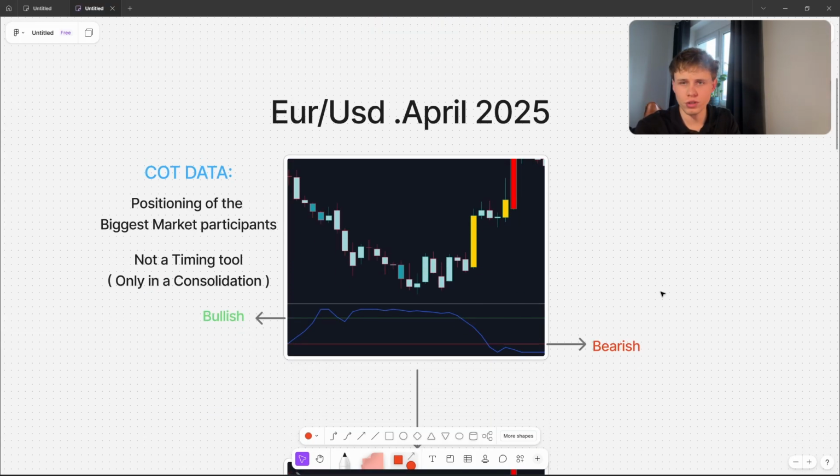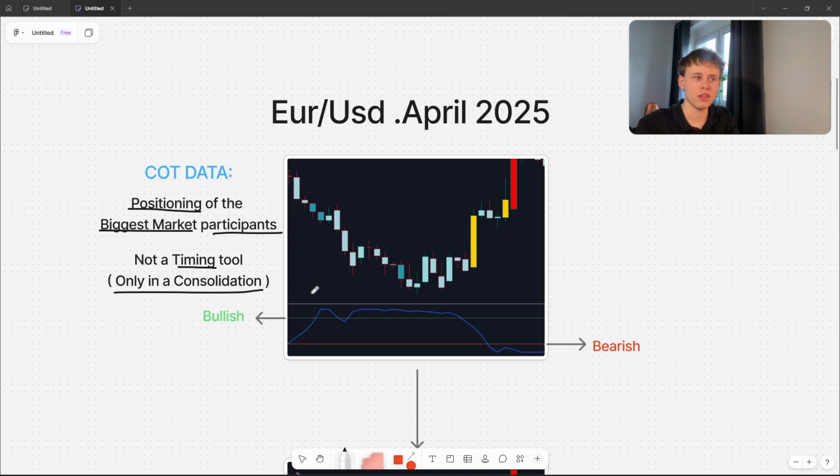First of all, you have to understand what COT data is. COT data is the positioning of the biggest market participants. That means that with this data you can see where the institutions are positioned. It's important to mention that this is not a timing tool, okay? It only works as a timing tool in a consolidation. But in a trend, it's not for timing, it's for understanding the underlying factors that drive the market and the price.